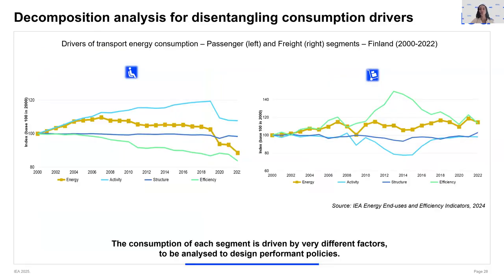To end this section, we can also perform the decomposition analysis once the picture is complete. This decomposition analysis disentangles activity, which is, for instance, the amount of use or number of passengers and distance traveled, the structure, which is the modal switch, for instance, changing from cars to the bus, and efficiency, which could be load factors, engine efficiency, driving behavior, and so on.